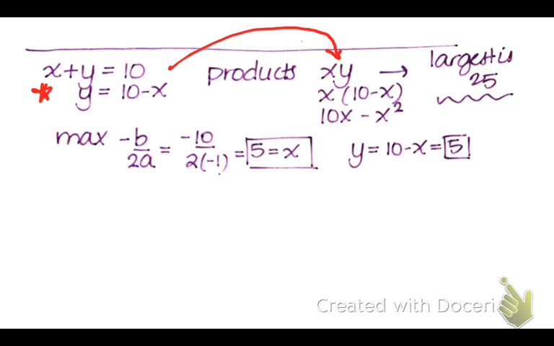So we use the opposite of b over 2a to solve for the vertex, the axis of symmetry. So we see that's at 5. Once I know that number is 5, I can solve for the other one by substitution. And then we see that the two numbers are 5. When I multiply them together, the largest product would be 25.